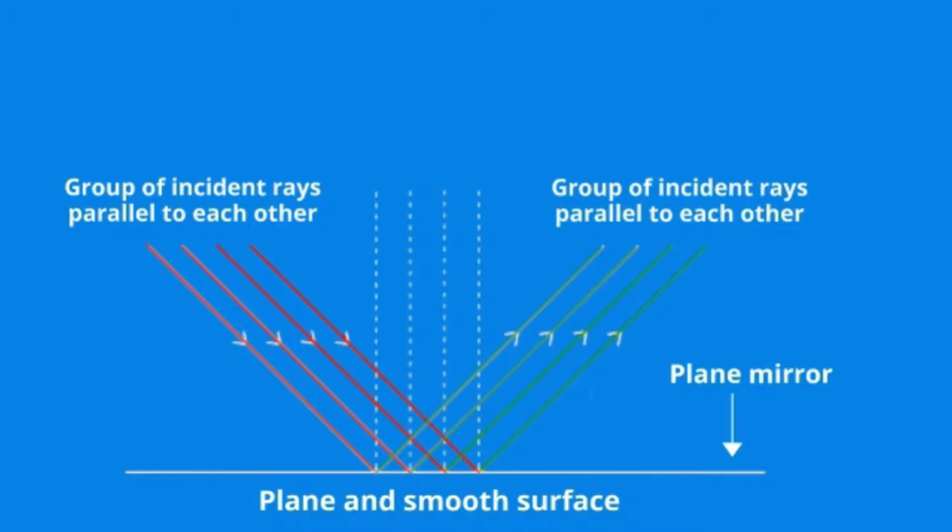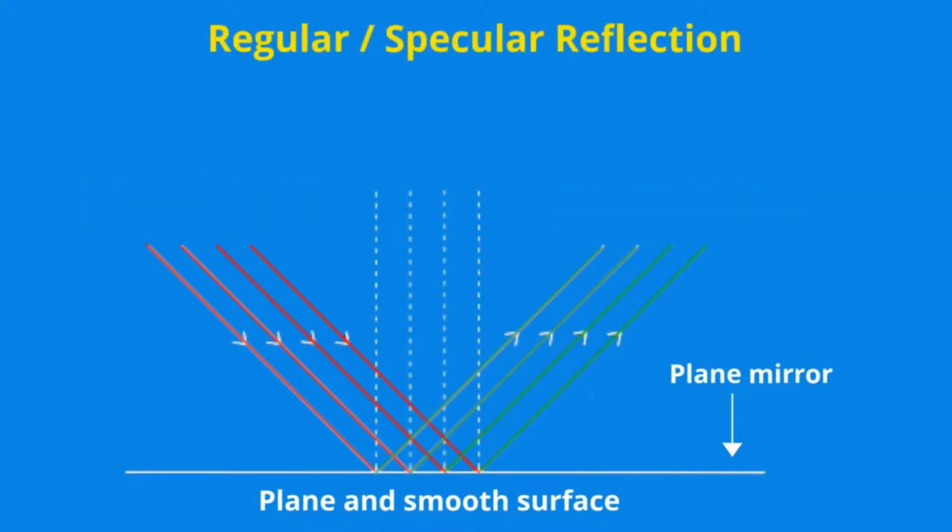So we can say that when a group of rays parallel to each other is incident on a smooth surface like a plane mirror, then each ray in the group gets reflected and all the reflected rays also travel together in a group parallel to each other. But note, this is the case only for a plane mirror and a smooth surface. This is not the case for an irregular surface. The above reflection of light from a plane mirror is called regular or specular reflection.